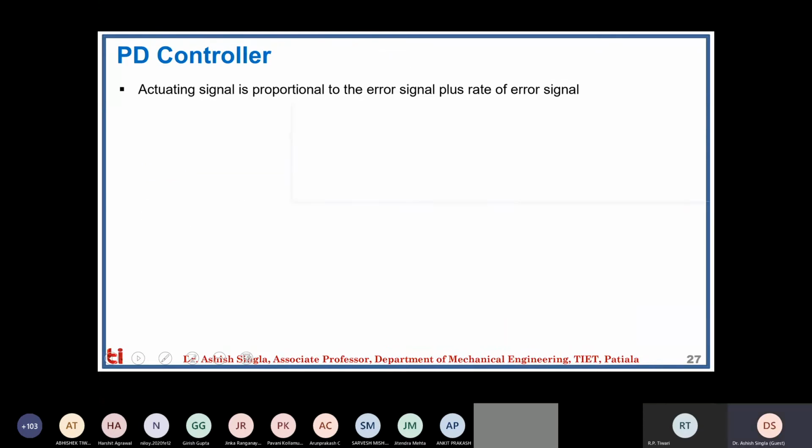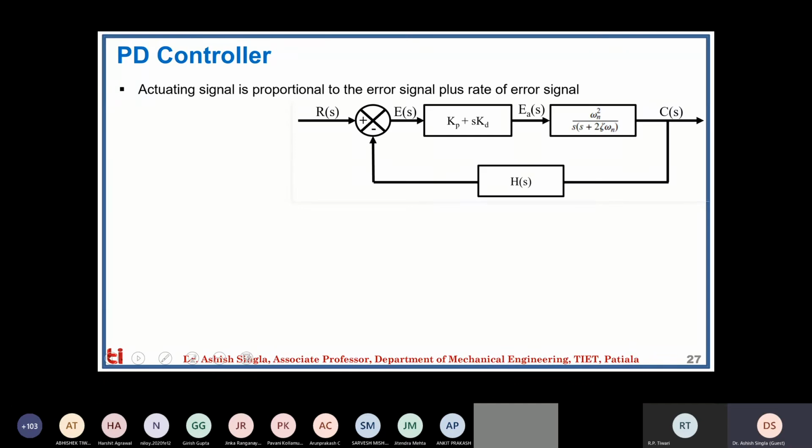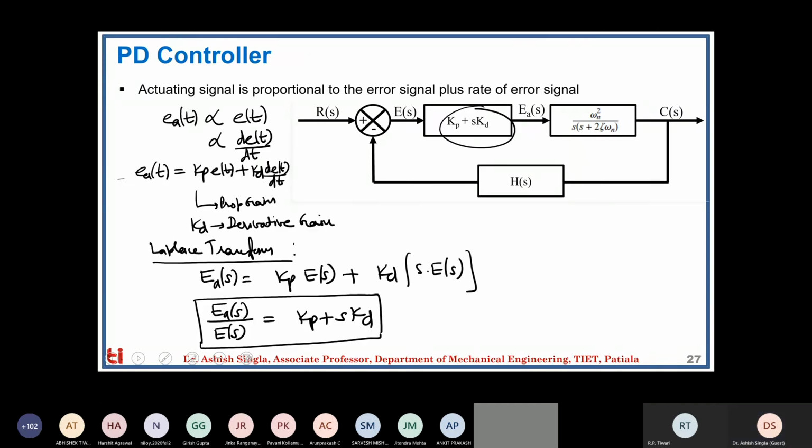So next comes the combination, PD control. Under this PD controller, the actuating signal is proportional to the error signal and the rate of change of error signal. I'll go a little fast now because we have around 30 minutes left. To break these two proportionalities, we introduce two constants, Kp and Kd. Using the Laplace transform, we have the transfer function written over here as the gain of the PD controller. So this is the PD controller.